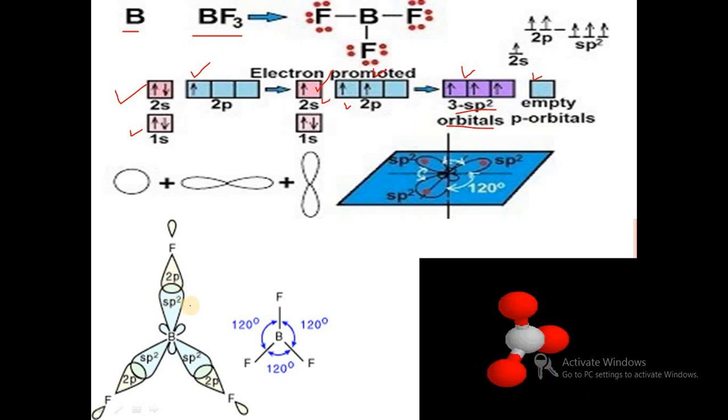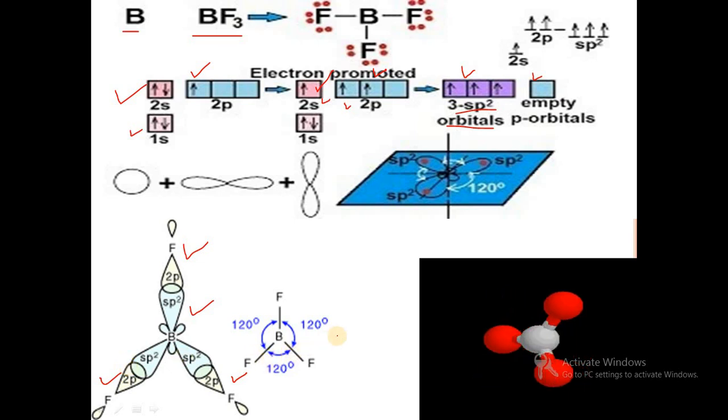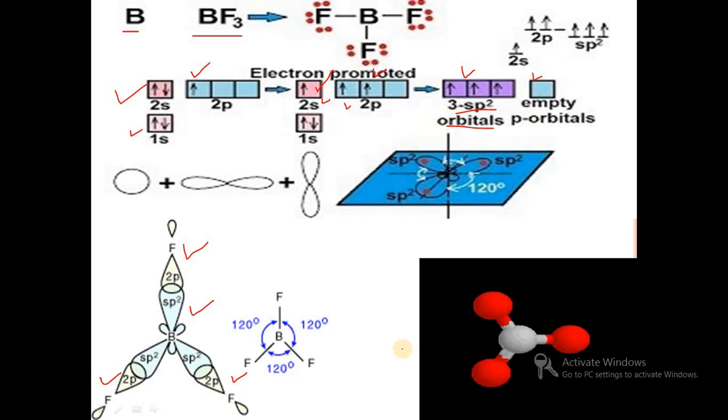The sp2 hybrid orbitals combine with fluorine atoms, so there are 3 fluorine atoms at the corners of the trigonal plane, and the bond angle is 120 degrees. So this is the 3D diagram of the trigonal planar molecule BF3.